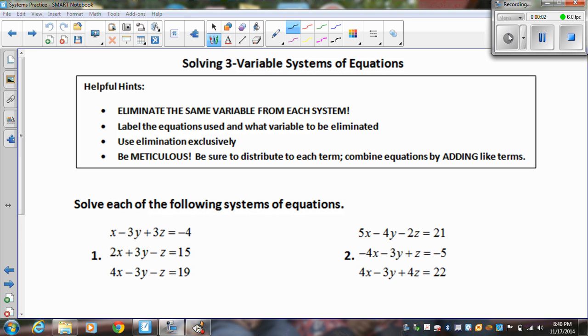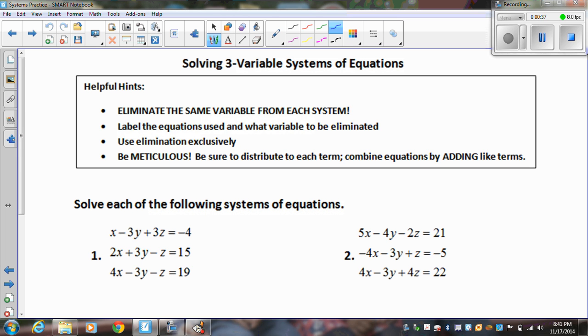Next, we're going to look at three variable systems of equations. When solving a system that involves three equations, three variables, it's necessary for us to eliminate one of these variables so we can move this down to a two-variable, two-equation system. One thing that I want you to be careful of is that you are eliminating the same variable. I saw on our previous quiz that many times we were eliminating different variables when we were performing these calculations.